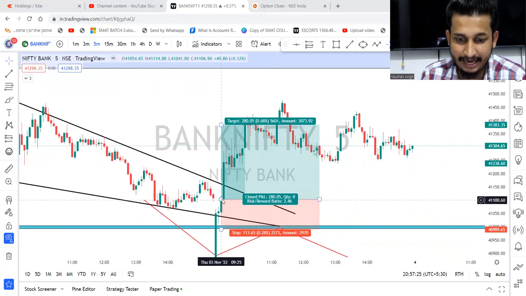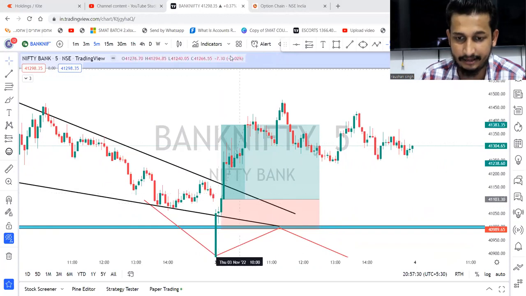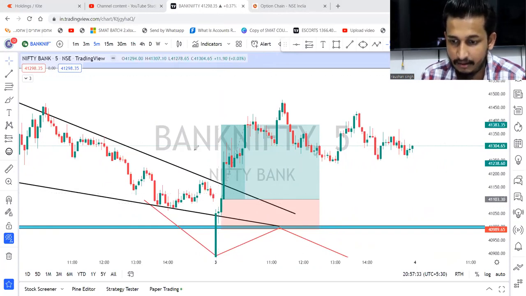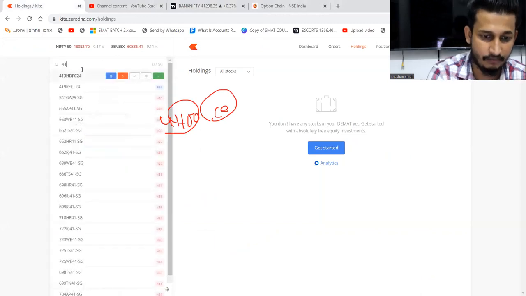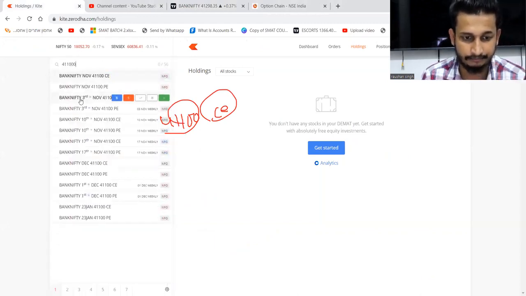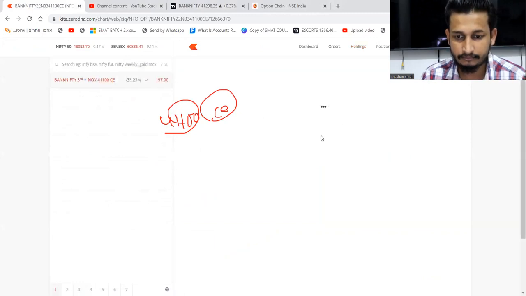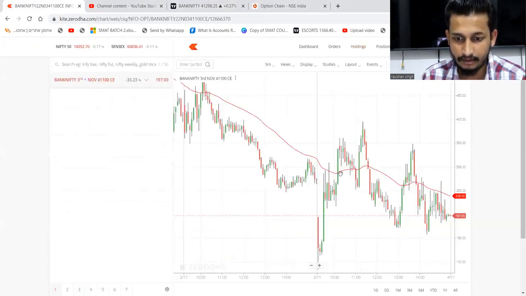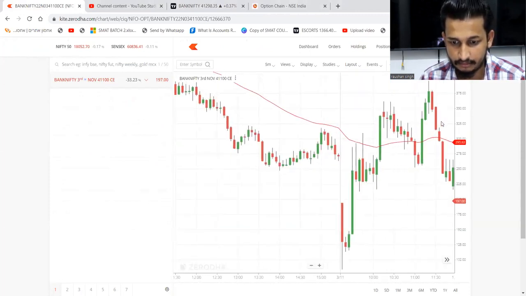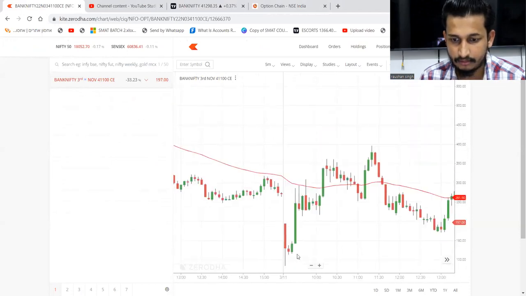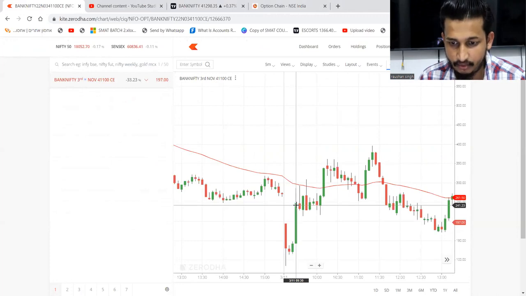So you can see that the entry time is 9:30. ठीक है, एंट्री टाइम हमारा 9:30 है. प्राइस जो होगा 41,100. Call options I can buy. So let's go for 41,100 call option. ठीक है. At 9:30, it is at 241 rupees.